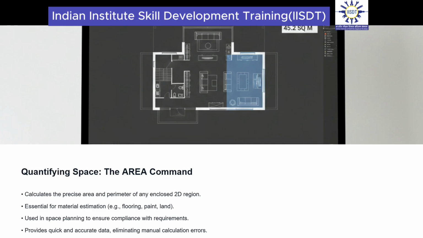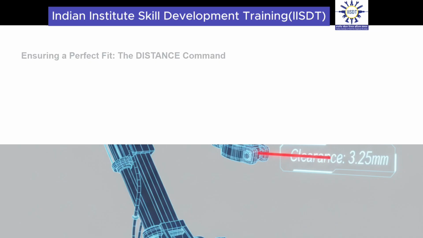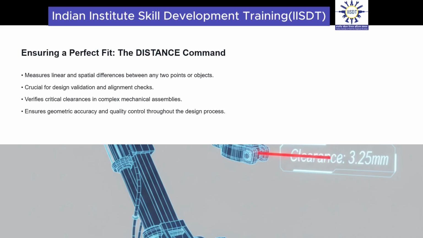The area command ensures that material orders are precise, reducing waste and controlling costs, making it a fundamental tool for planning and estimation. Our next tool, the distance command, is the digital equivalent of a high-precision tape measure and caliper set. Its function is to measure the precise spatial relationship between elements in your model.